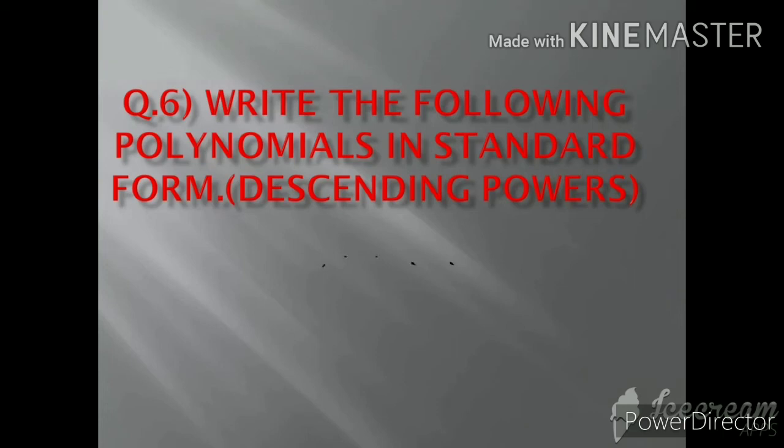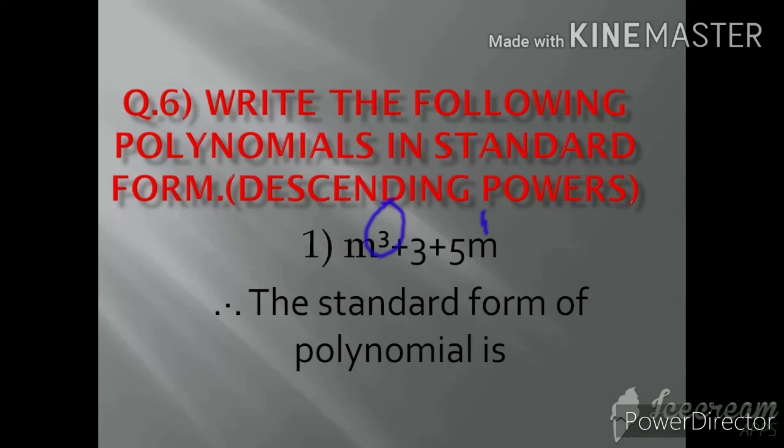Question number 1. M cube plus 3 plus 5m. Here children, the biggest index is 3. After that, next is what children? 5m. M index nothing is there, but we consider as 1. So therefore, the standard form of polynomial is m cube plus 5m plus 3. At the last, we have to write children constant numbers.